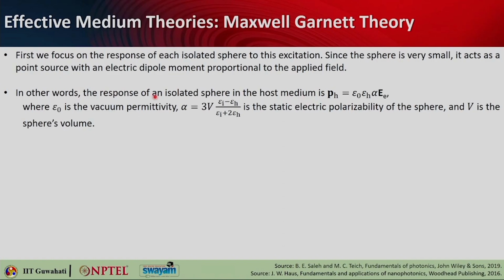So you can write the response of an isolated sphere where the host medium is epsilon h. That is, p equals epsilon naught epsilon h alpha E. Okay. Now, what is epsilon naught? That is the vacuum permittivity, okay, and alpha is the static electric polarizability of the spheres that you have considered. You remember from the quasi-static formula that alpha is 3V times (epsilon I, that is the material of that sphere, minus epsilon h) over (epsilon I plus 2 epsilon h), okay, and V, what is V? V is the volume of that sphere.